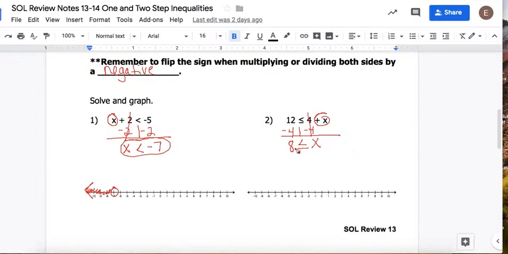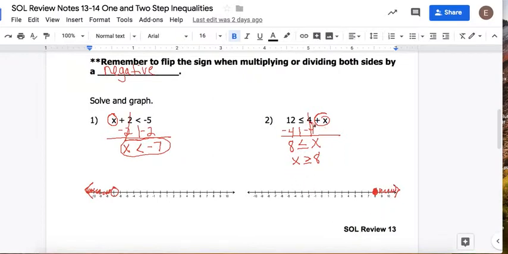Now, once we bring everything straight down, now we can read it from the variable. So we can leave it 8 is less than or equal to x, but it's much easier to graph when the x is on the left side. So read it backwards. X is greater than or equal to 8. So open or closed circle? Good, it's closed. And we're going to shade to the right.